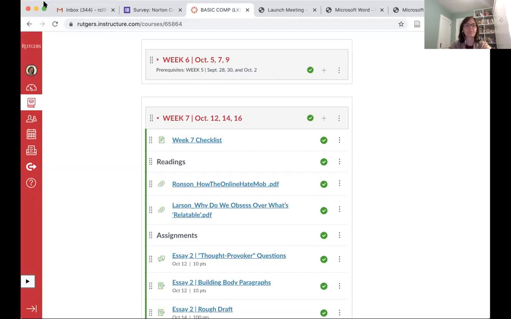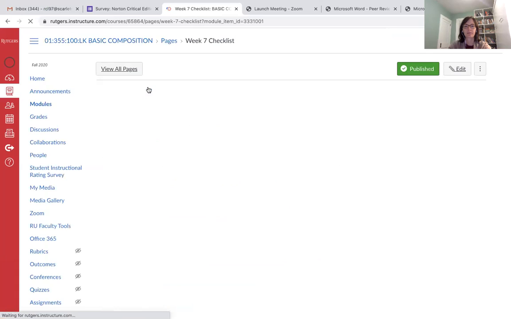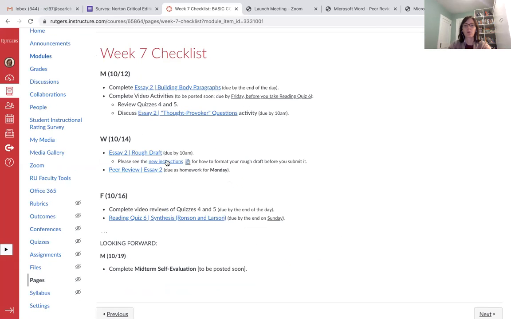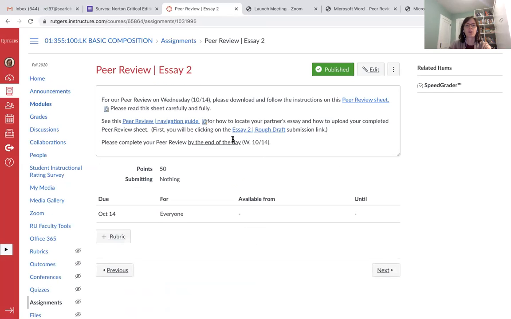Pull up my screen. So if we take a look at week 7, the checklist here. So Wednesday, you uploaded your rough draft and you're using the special template. And then you performed peer review as the homework. So here I just wanted to re-emphasize the navigation guide that'll help lead you through uploading your feedback so that your partner has access to that.